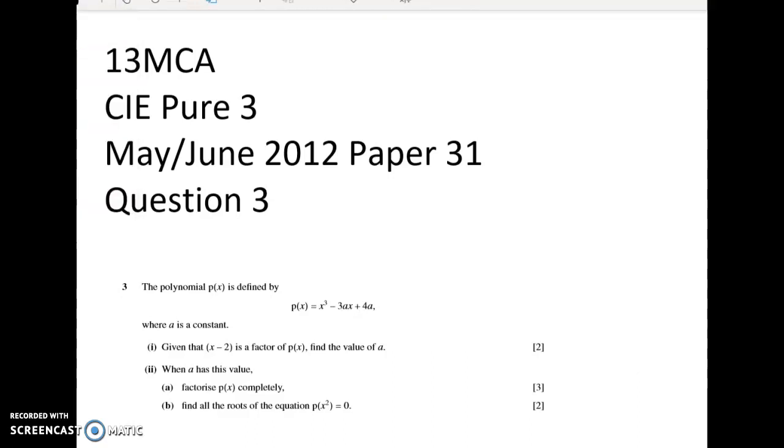So we've got a polynomial given to us with this thing here. That's a brilliant start, isn't it? Let's see. There we go. And a is a constant. So there are a few bits to it. First of all, given that x minus 2 is a factor, we have to find the value of a. That's going to be an easy factor theorem problem to solve. And then we have to go on and factorise p of x. And the last bit is the interesting bit. Find all the roots of the equation p of x squared is equal to 0.